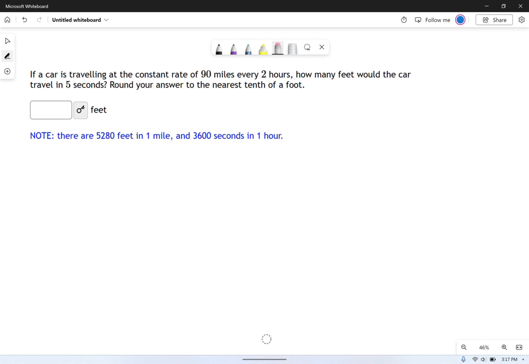So let's try expressing this a different way than we're used to. V equals 90 miles per 2 hours. Now, if you want, you can just say 90 divided by 2 means this is just 45 miles per hour, the good old units we're used to. But this problem is saying, how about you convert that speed into feet per 5 seconds?